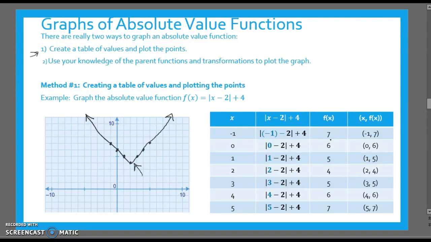The vertex is right here. Okay. The vertex is at 2, 4. Okay. These numbers right here have a direct link to those numbers right there, and we're going to talk about that in a second.